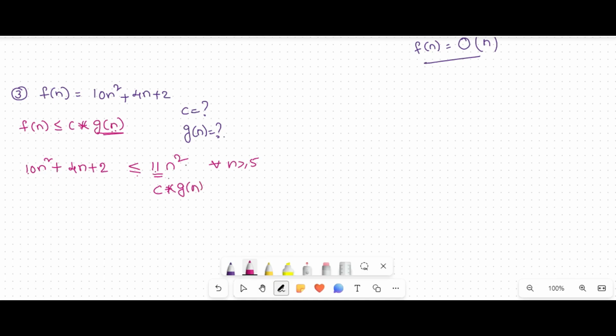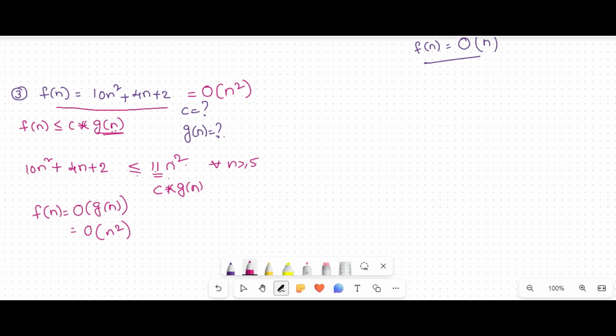So f of n equal to, then what can we say? f of n equal to big O of g of n. That means big O of, what is our g of n? g of n is n square. So f of n equal to this one, then the time complexity is order of n square.